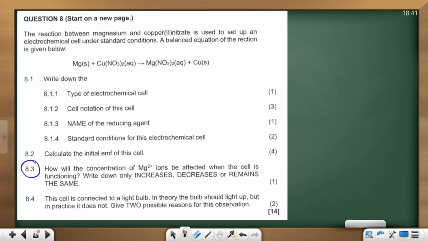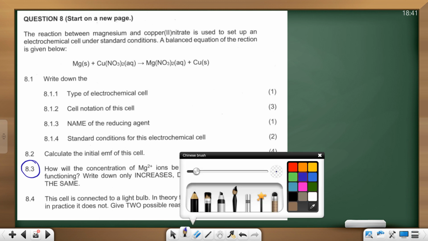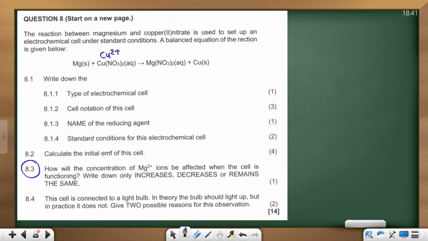Before I go to acid and base, let's quickly talk about oxidation. The reaction between magnesium and copper 2, do you see they're giving me copper 2? Since the examiner gave me copper 2, I already know I'm dealing with copper. Make sense? It's set up under standard conditions. There's only one cell we set up under standard conditions. Write down the type of electrochemical cell. Done.